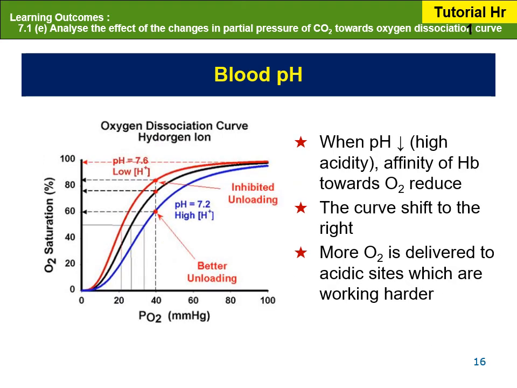Okay, so for the blood pH pun sama juga. When pH rendah, reduce, ataupun lower, so maksudnya high acidity lah. So the affinity of hemoglobin towards oxygen pun akan reduce. So the curve shifts to the right juga. Okay, so because the concentration of H+ is high, pH akan jadi rendah lah, lower. So the curve akan shift to the right. So more oxygen is delivered to acidic sites which are working harder.